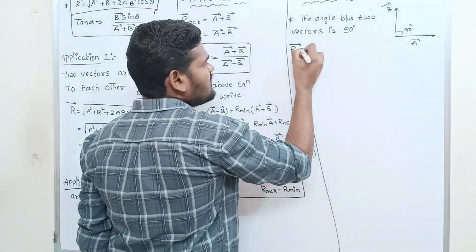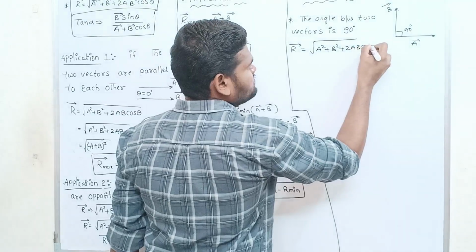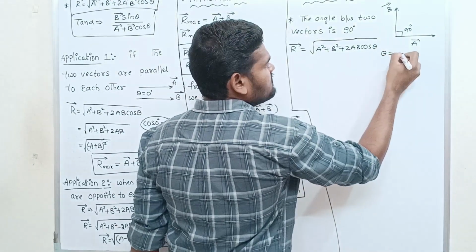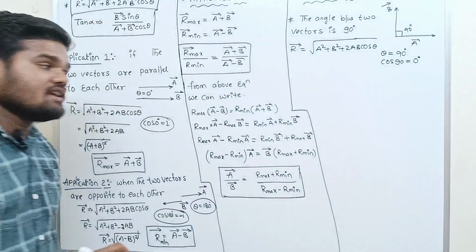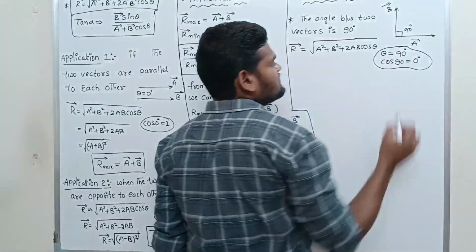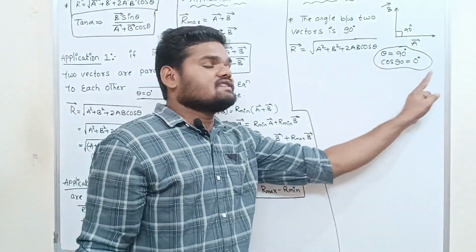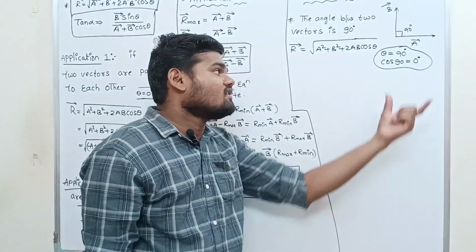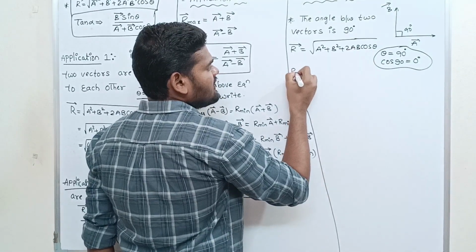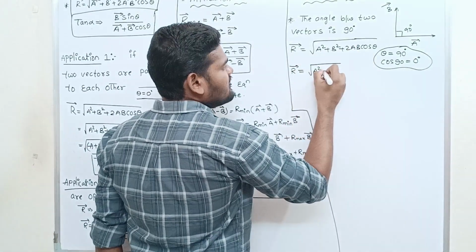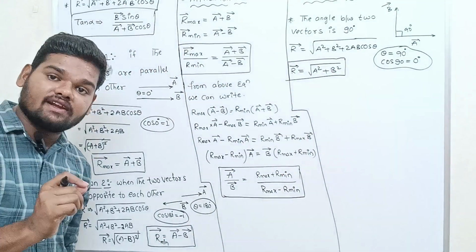What is the formula for the resultant vector? R bar is equal to under root of a square plus b square plus 2ab cos theta. What is the angle theta here? The angle between the two vectors, 90 degrees. What is the value of cos 90? 0. Already we have discussed this in our previous lectures, in the chapter Basic Mathematics Used in Physics, trigonometry by Rakesh sir. If you search that chapter, you will get all these things. So cos 90 is 0, and 0 into something is 0. Then we get r bar is equal to under root of a square plus b square. Are you getting? Any doubts?